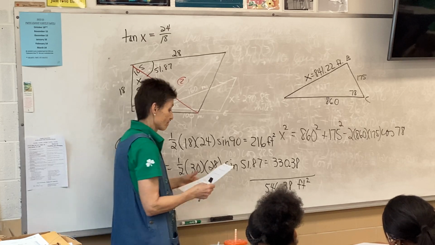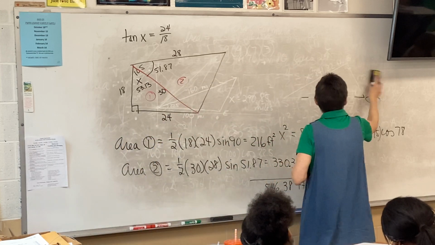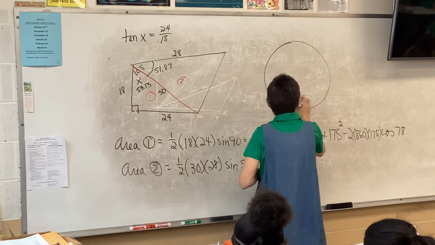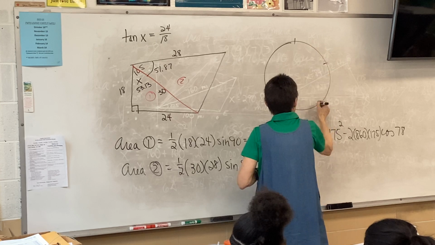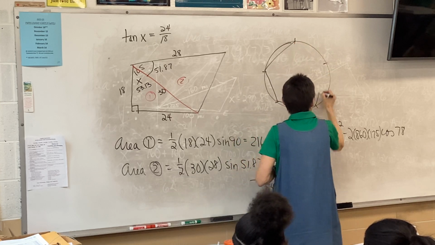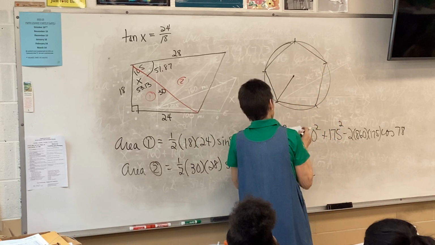Number one is a pentagon inscribed in a circle of radius 5. All right, so we already did one kind of like this, only it wasn't a pentagon. So 1, 2, 3, 4, 5. Connect the dots. There's my pentagon. And the radius of the circle is 5.